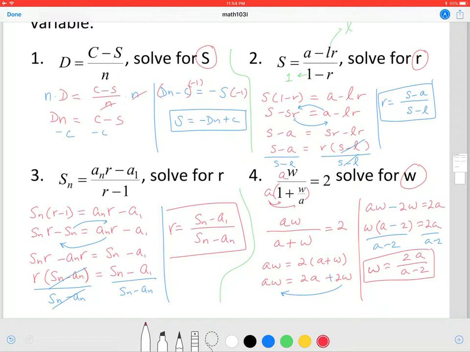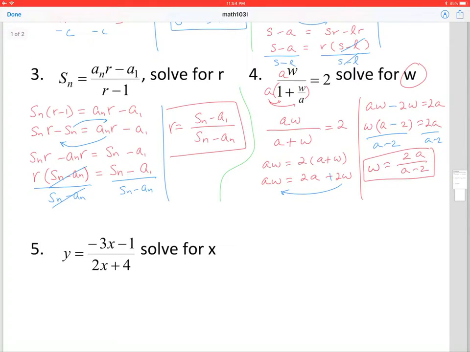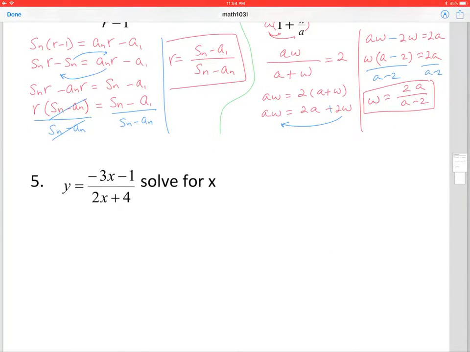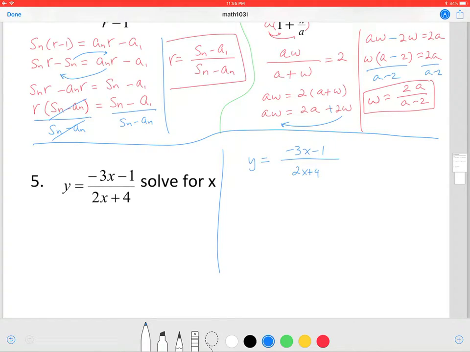All right, let's continue. My last one. Actually, this one is not as bad as the previous one. Similar to what we did before, we're going to multiply both sides by 2x plus 4. And here I have quite a lot of space, so let me write out more work. So my problem is y is equal to negative 3x minus 1 over 2x plus 4. So I'm going to multiply both sides by 2x plus 4.